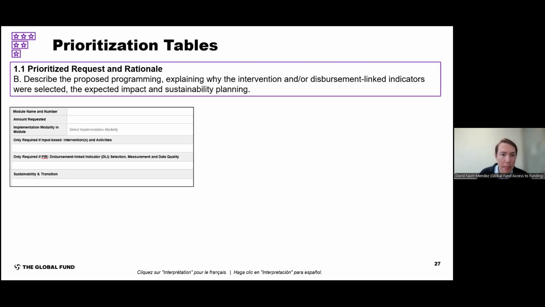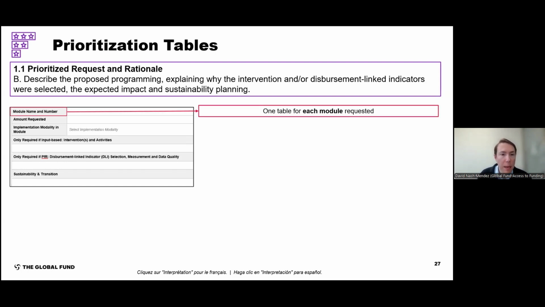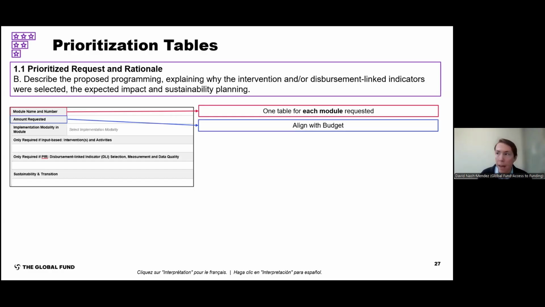Let's hit next. Great. So for red, this is one table per module. So if you have 5 modules included in your funding request, you should expect to have 5 tables. And this is if you're using that input-based approach. Next, we have the blue box.